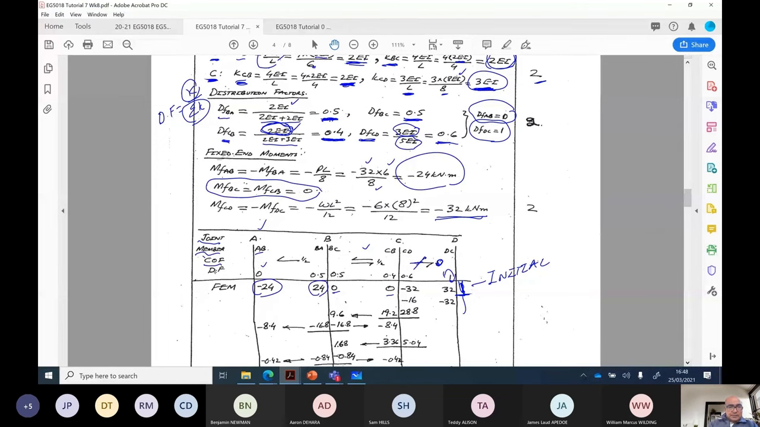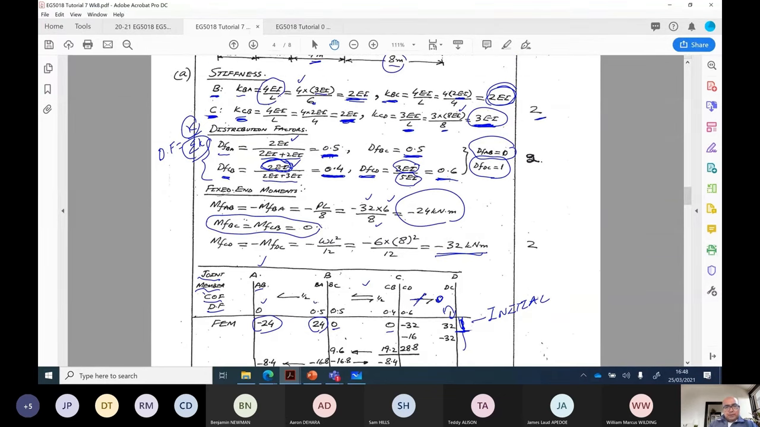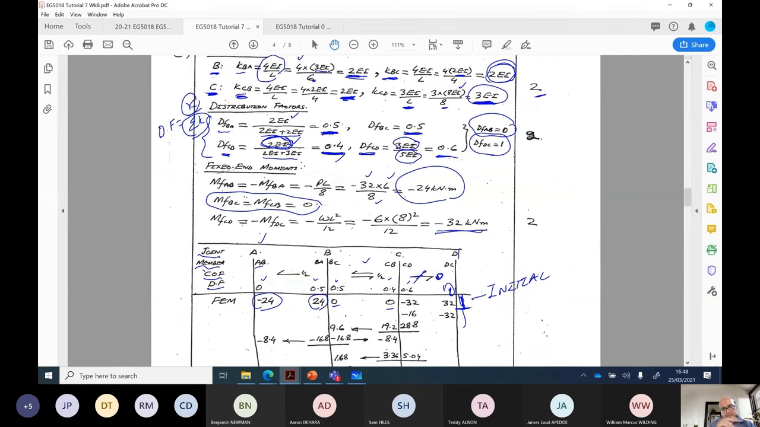The next step is distribution factor. Now you will write these distribution factors. BA is 0.5 and BC is 0.5. 0.4 for CB, it is 0.6 for CD. For pin support, it is 1. And for fixed, it is 0.